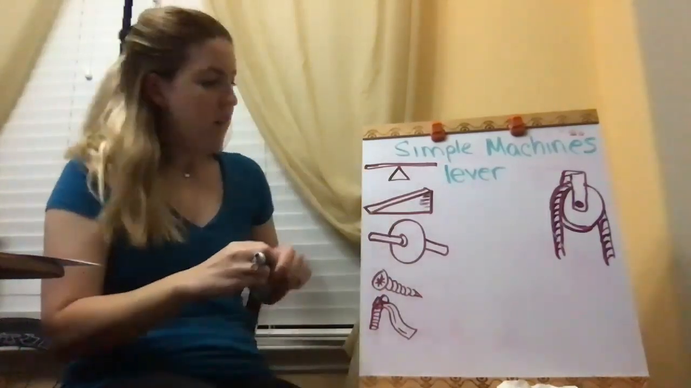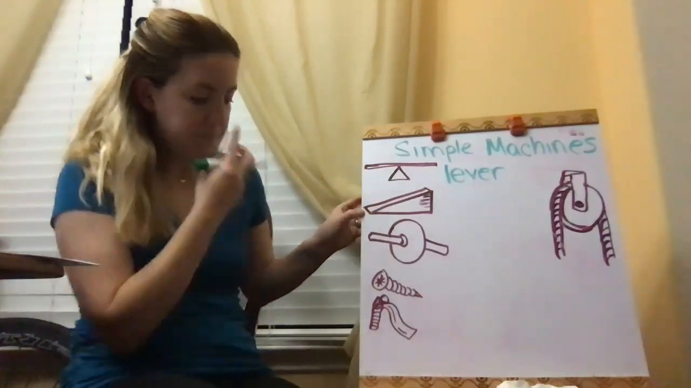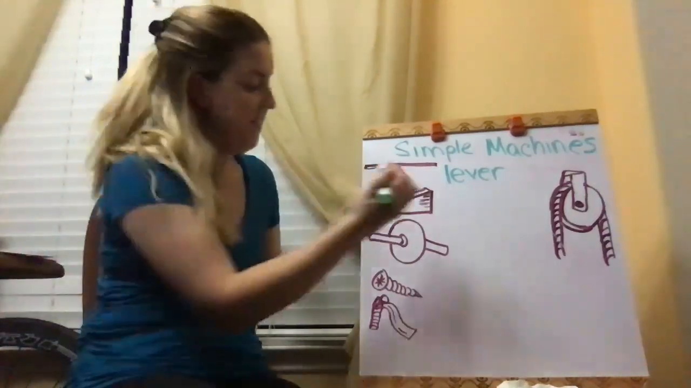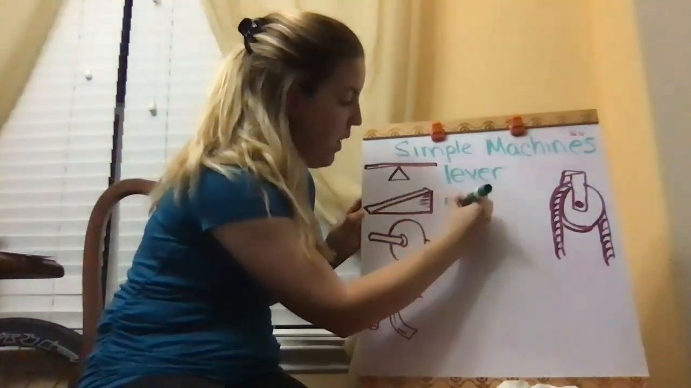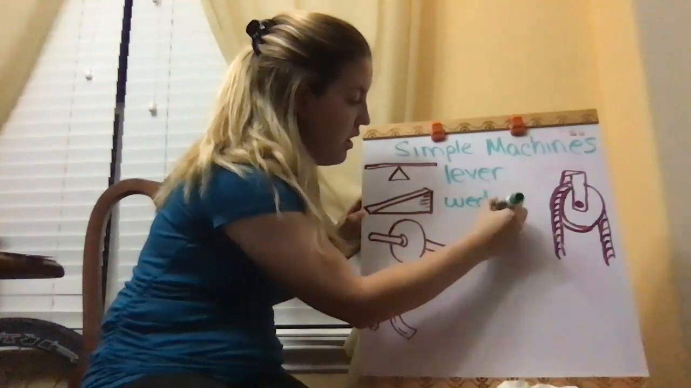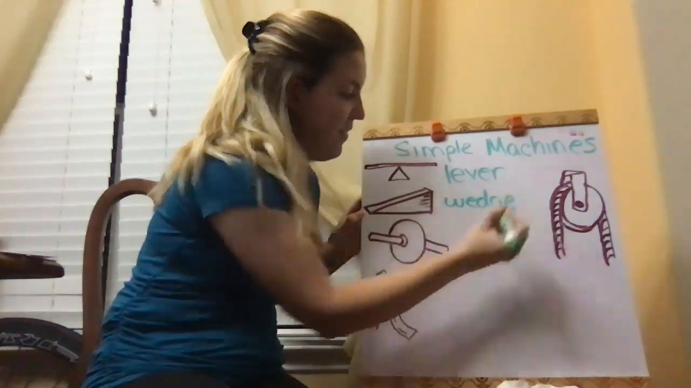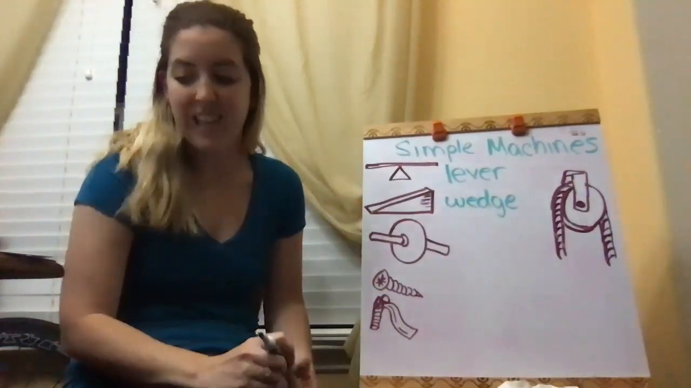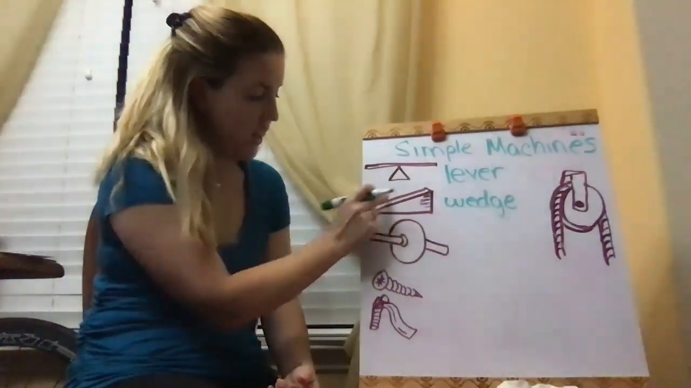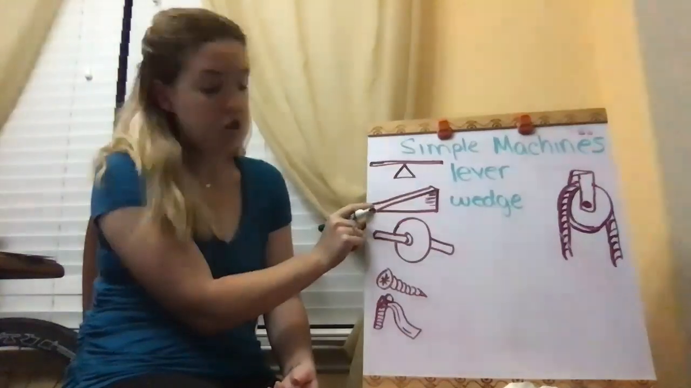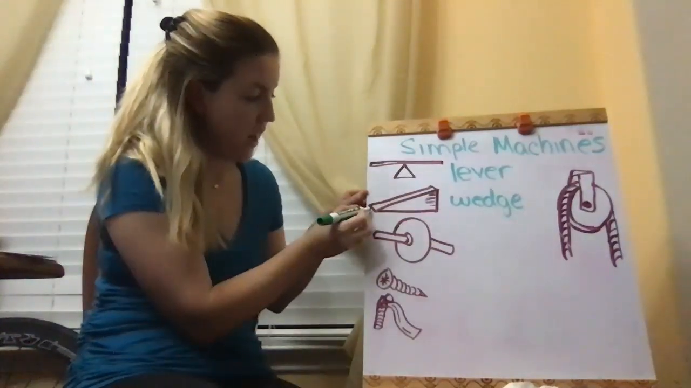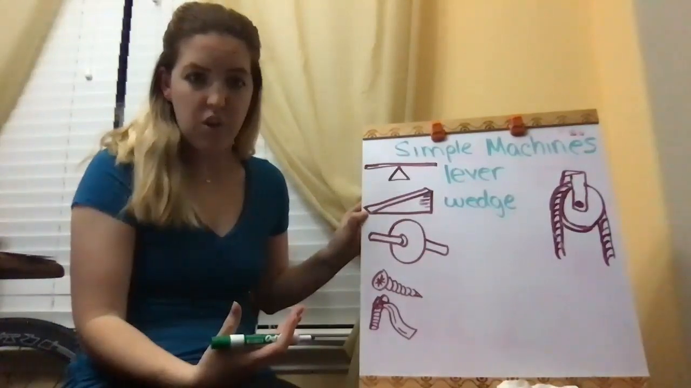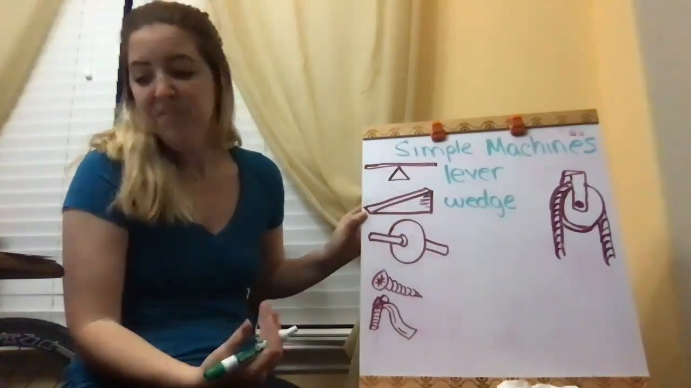All right, the next one that we're going to talk about is a wedge. All right, this is called a wedge. Now, a wedge is a tool with a slanted side right here and a sharp edge, which would be right here. All right, that's a wedge. Again, you'll watch another video on that later.